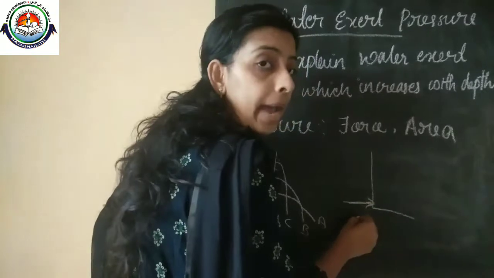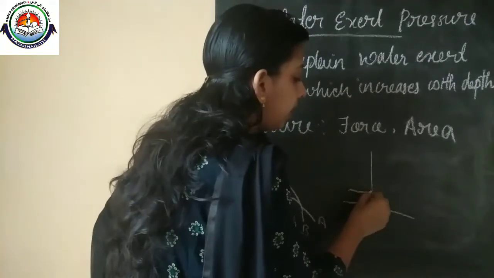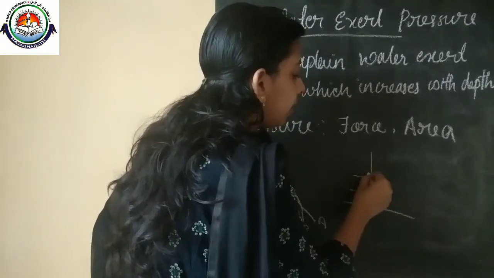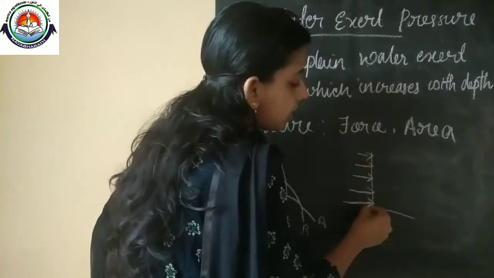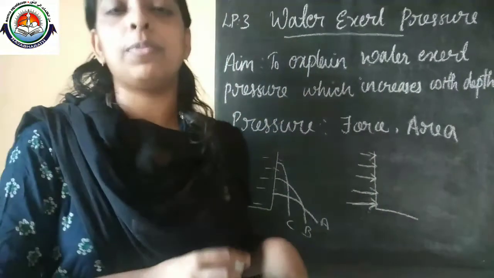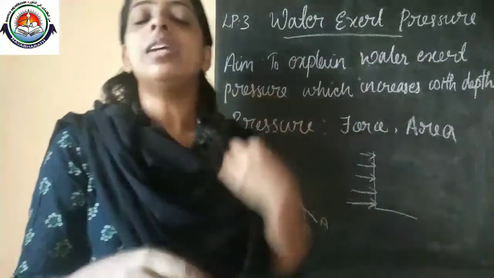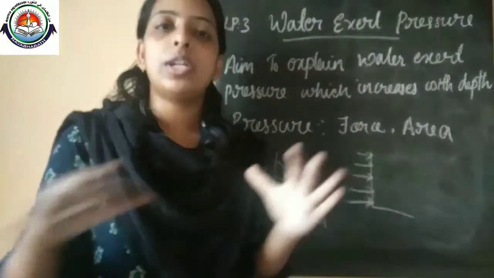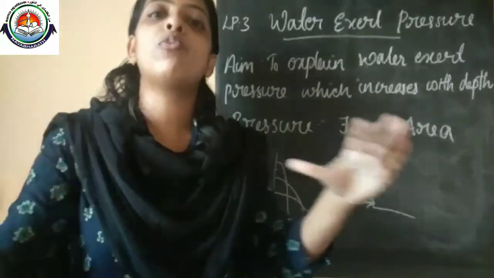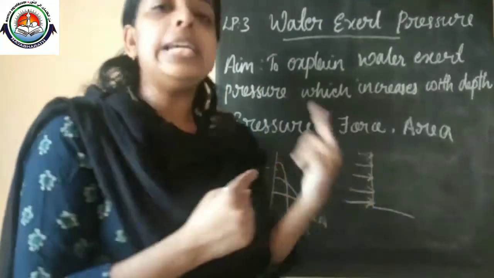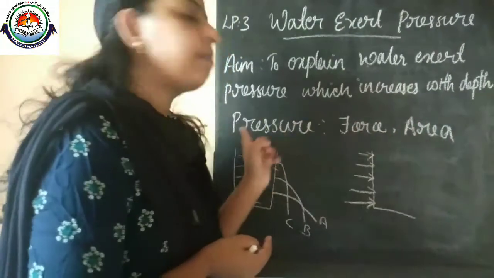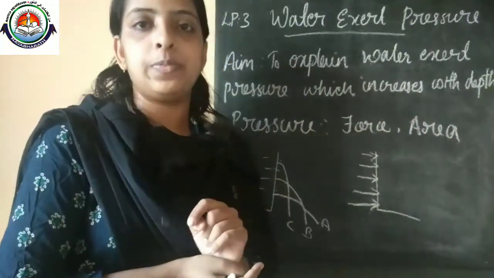At the bottom there is maximum pressure. Then it decreases as height increases. The pressure is maximum at the bottom, so in dams the bottom surface is made wider and stronger. That is because when the area increases, pressure decreases.